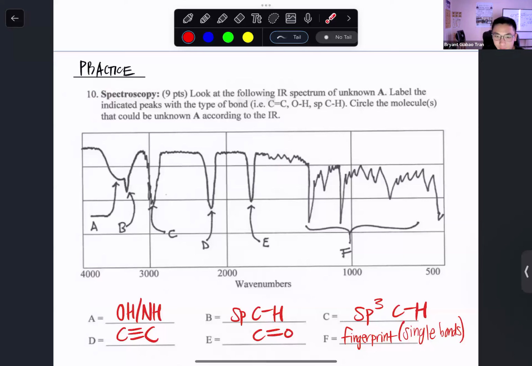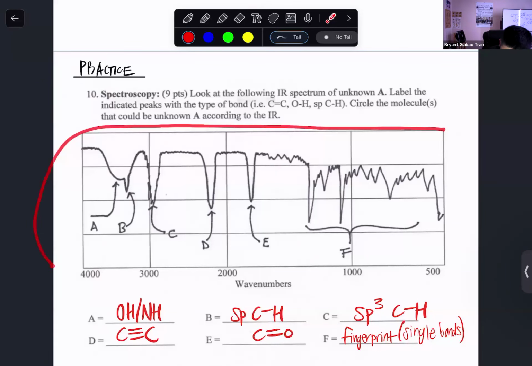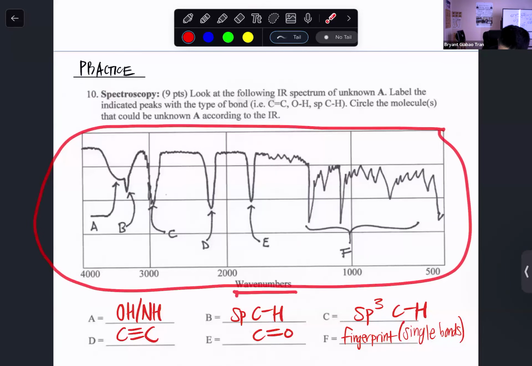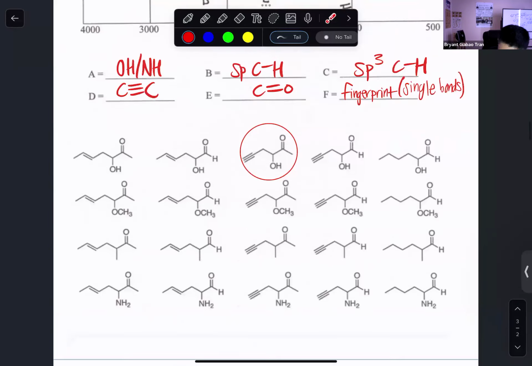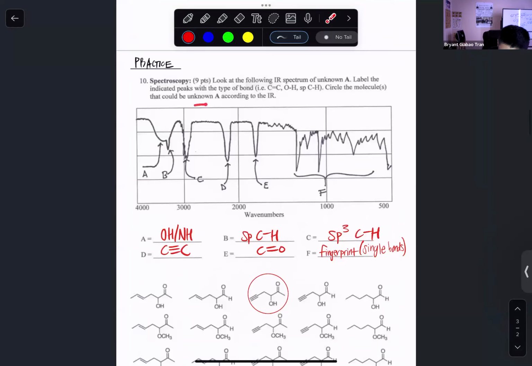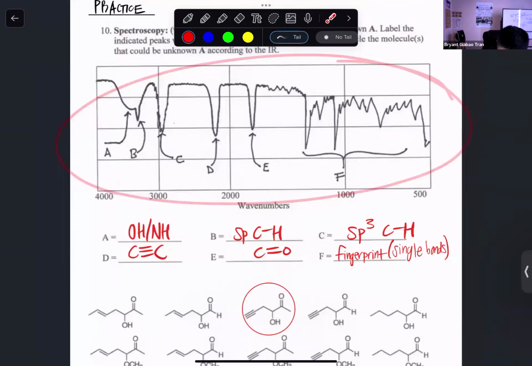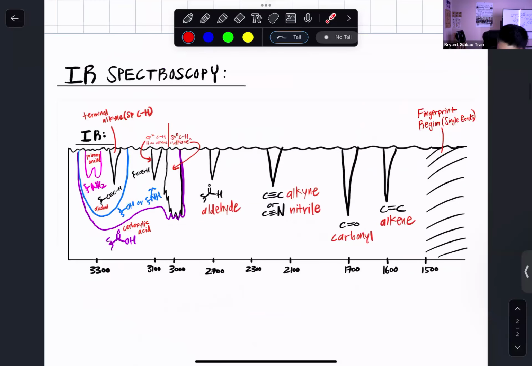So an example problem for this is from Levin's class. She gave you this IR with the wave numbers here, and she wanted you to label the indicated peaks with the type of bond, like C double bond C, O single bond H, which is an alcohol, sp CH, which is the 3300 sharp peak right there that we talked about earlier. And she wanted us to circle the molecules that could be the unknown compound A in the structure here.